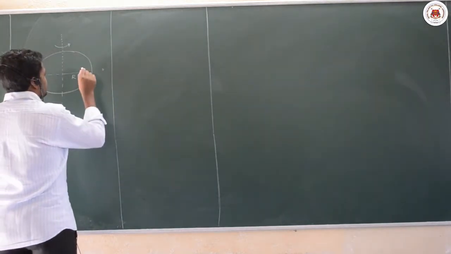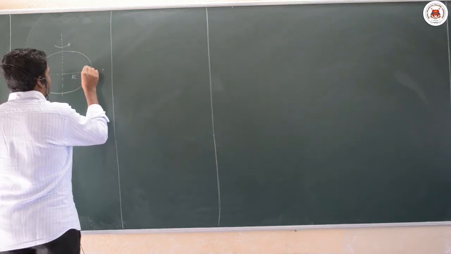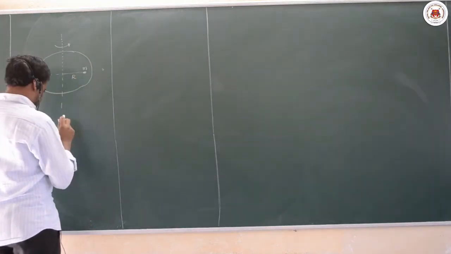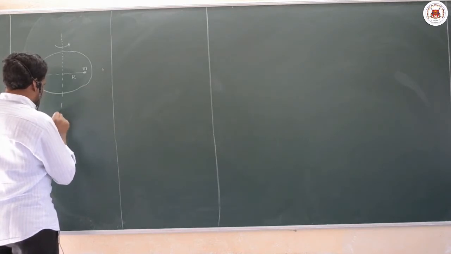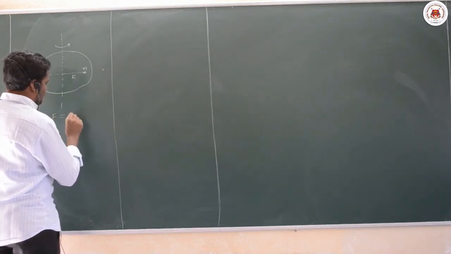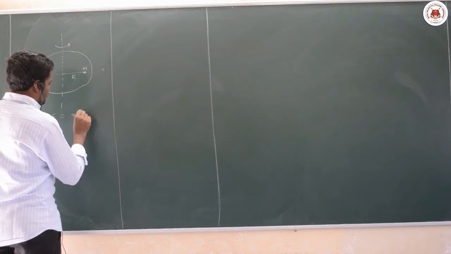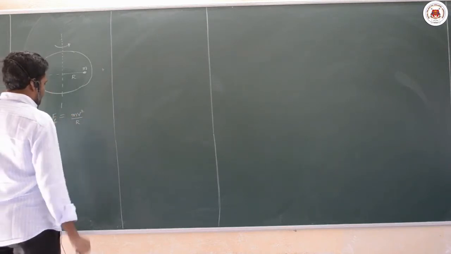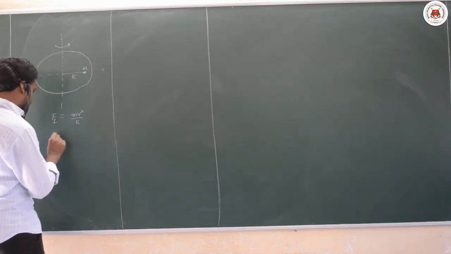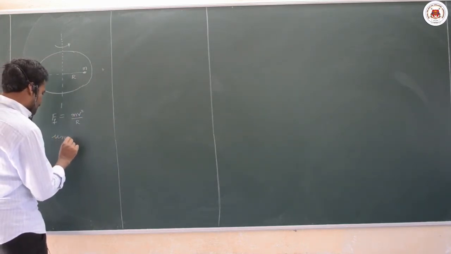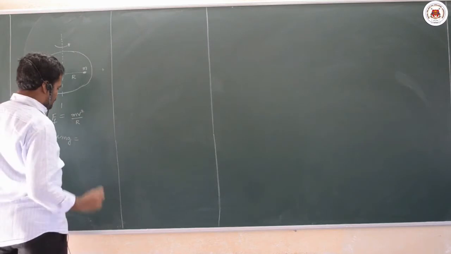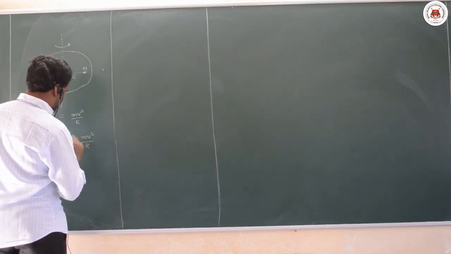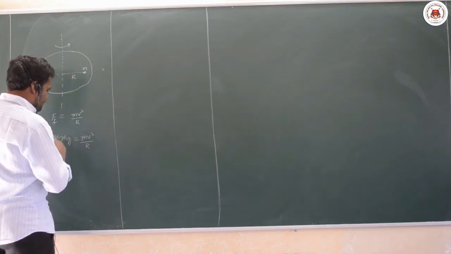The condition is, I kept a coin of mass m. Here the condition is frictional force balances centripetal force m v square by r. Frictional force is mu m g. Mu m g is equal to m v square by r. m and m will get cancelled.